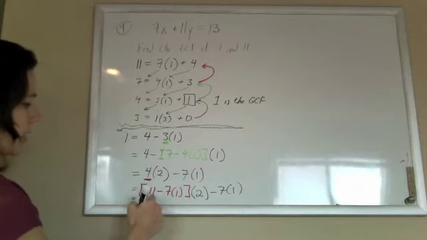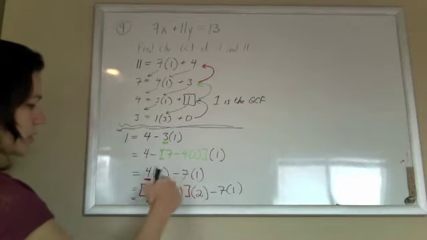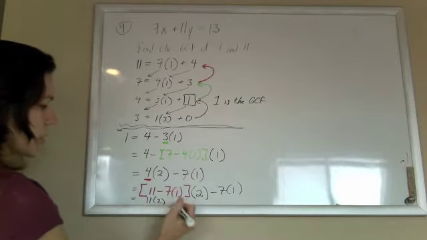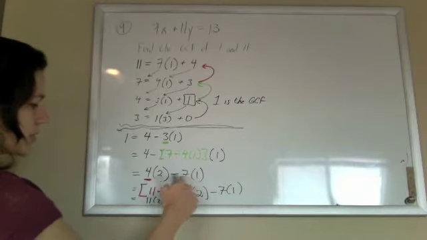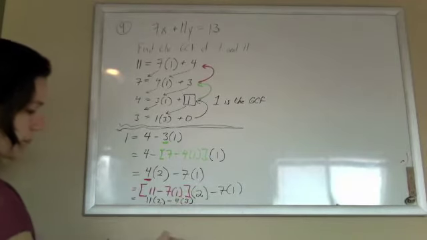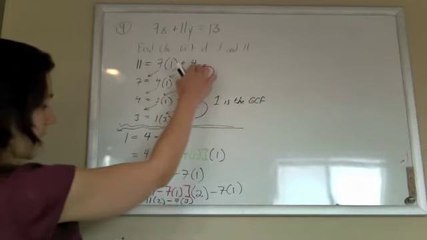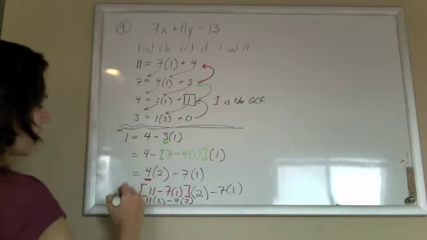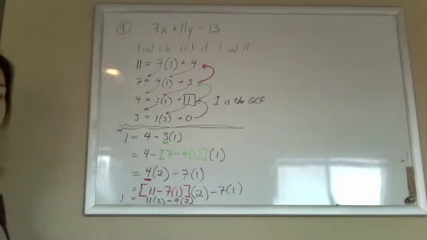So how many 11s do I have? Looks like I have 2 of those. And how many 7s do I have? I've got 2 of them here, 1 of them there, so 3 of them. And I can stop once I reach all the way up to the top, because now I have that 1 equals 11 times 2 minus 7 times 3. Believe it or not, that is what I wanted.